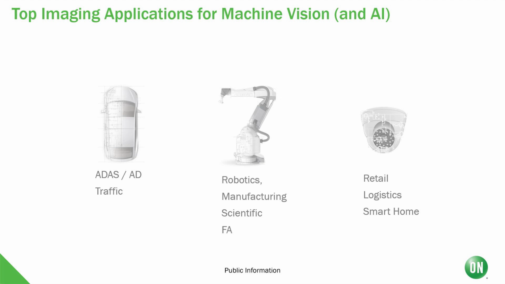There are so many applications that are growing and emerging due to machine vision and artificial intelligence. They fall into three major categories: the automotive space for both ADAS and autonomous driving, and traffic and ITS monitoring; the robotics area for manufacturing, scientific, and failure analysis; and of course the retail side that includes logistics, smart home, and security. We'll go into lots of detail on these as we progress through these slides.